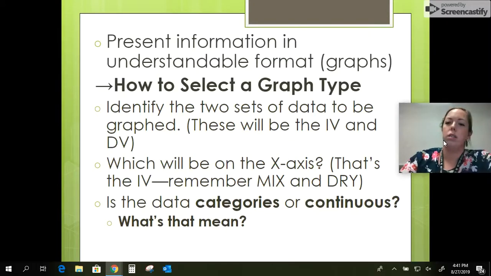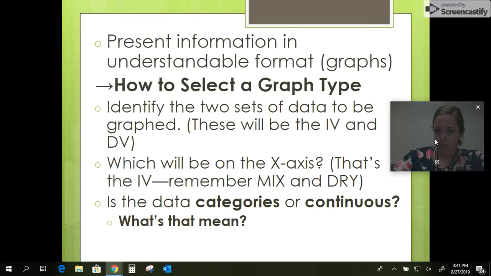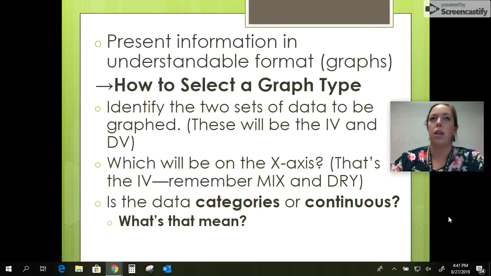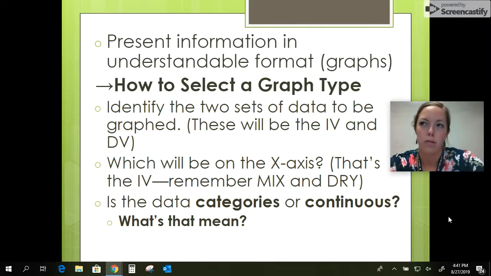Okay, so let's talk about graphs. Once you get your data and have it in charts, you have to figure out how to present the information in an understandable format. There is a better format for different types of data. So how do you select the graph type?